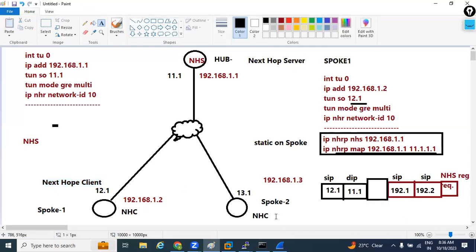Yes, someone was asking something. Yes, sir, I have one doubt. Every 2 hours the data will be deleted, right, sir? Right, it's a dynamic entry. After 2 hours, the spoke will generate requests again and store the data. Correct. Once this entry is removed, the NHS registration happens again, the same registration request and then reply. Okay, sir. Got it.